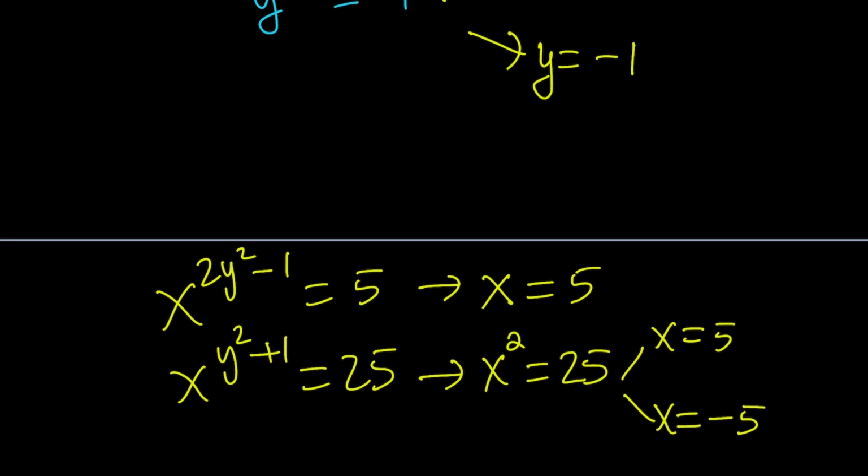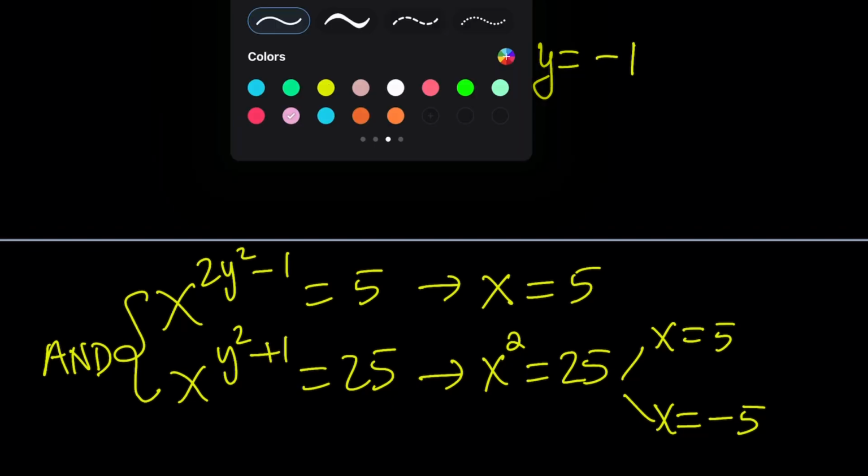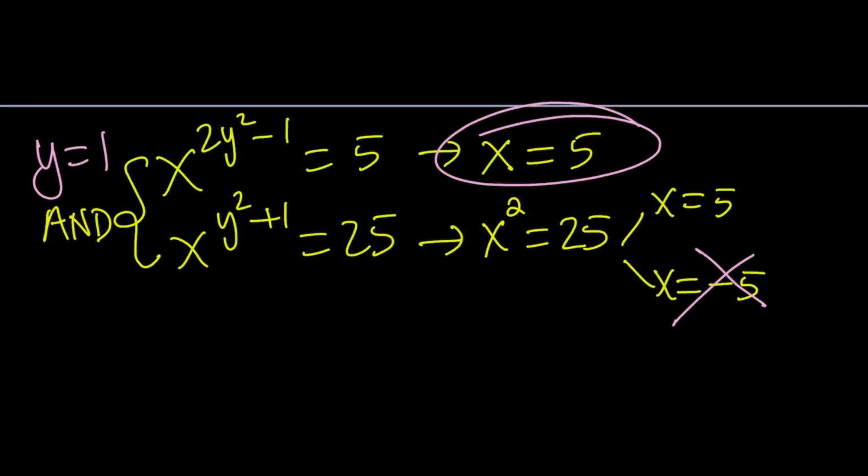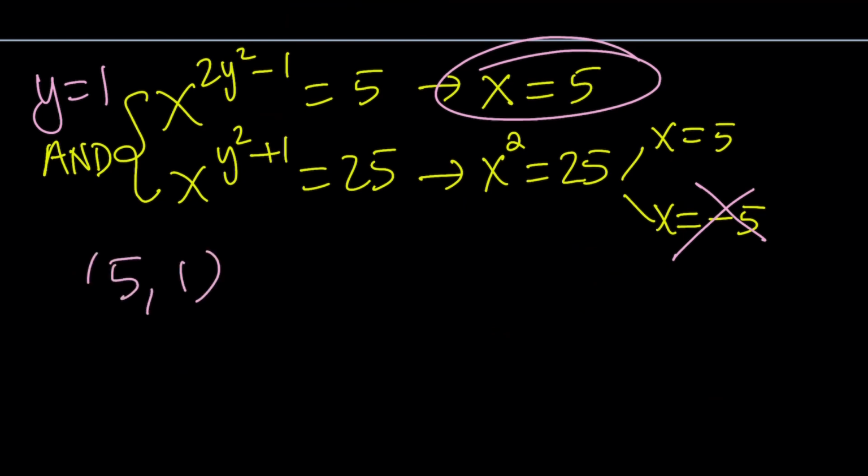But the second solution does not agree with the first finding. Notice that we have to satisfy both, so it's an "and." They both have to be true. So we have to discard the negative 5. The only solution we get from here is x equals 5 for y equals 1. So 5 comma 1 is a solution. At the end, we're going to put it all together and also look at the graph, which is going to make a lot of sense.